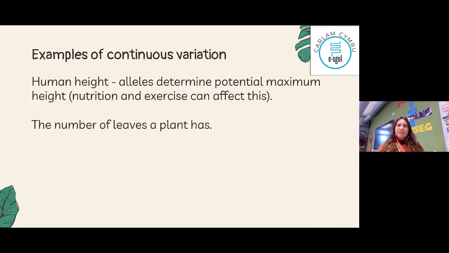And we can look at the number of leaves a plant has. There are different factors as to where the plant is, how much light it gets, does it have all its mineral requirements, as to how well the plant grows and how many leaves it has.